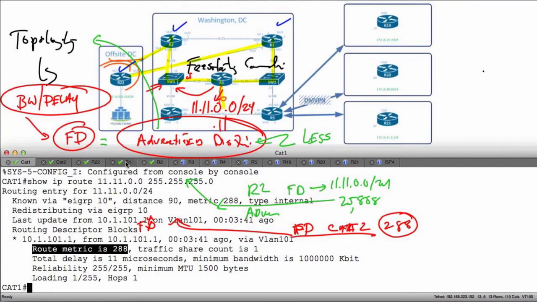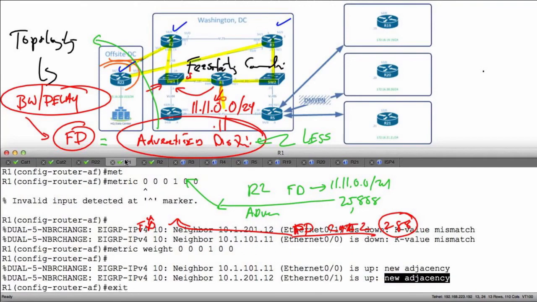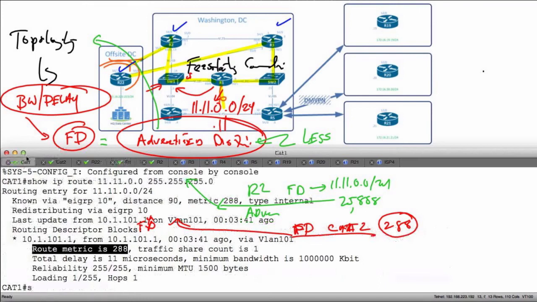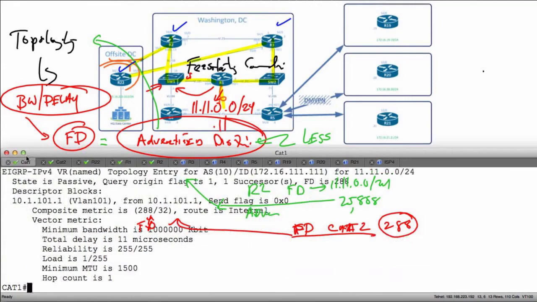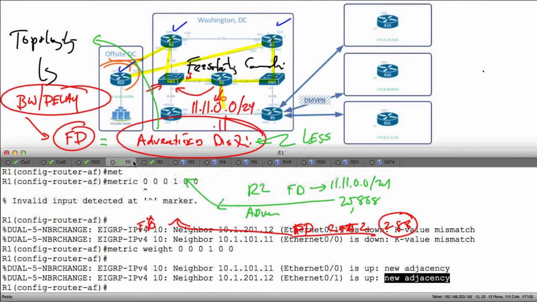And lastly, let's go over to R1 and see what R1 has. Actually, let's stay on Cat 2, Cat 1 just for a second. Let's take a look at the topology table. Show IP EIGRP topology table for 11.11.0.0/24. And we can see that it's reporting a value of 32. So on R1, the feasible distance is going to be 32.